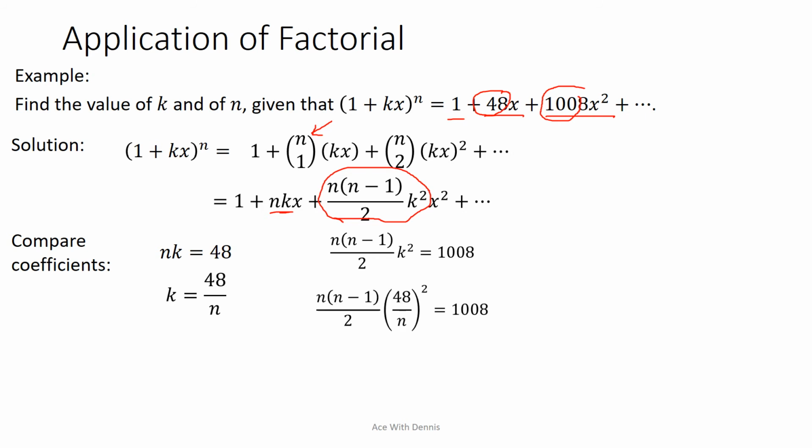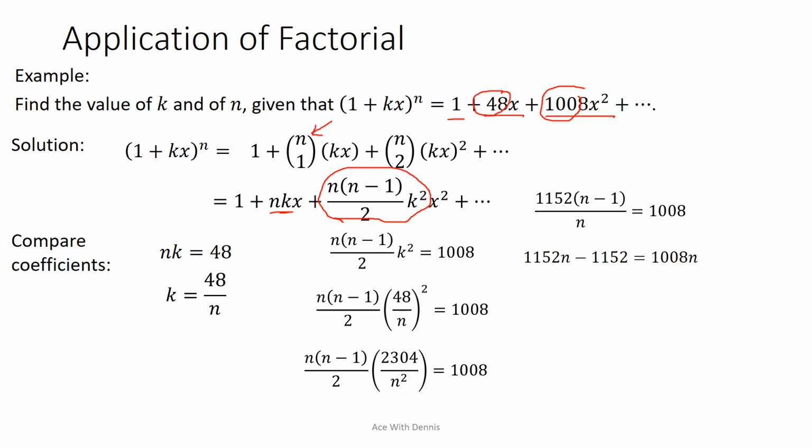Now I can substitute the k, which is 48 over n, into the equation. Then we can simplify, so this is what we get. At the end, the answer is n equals 8. Once we get n equals 8, then my k will be 48 over 8, and the answer is 6.